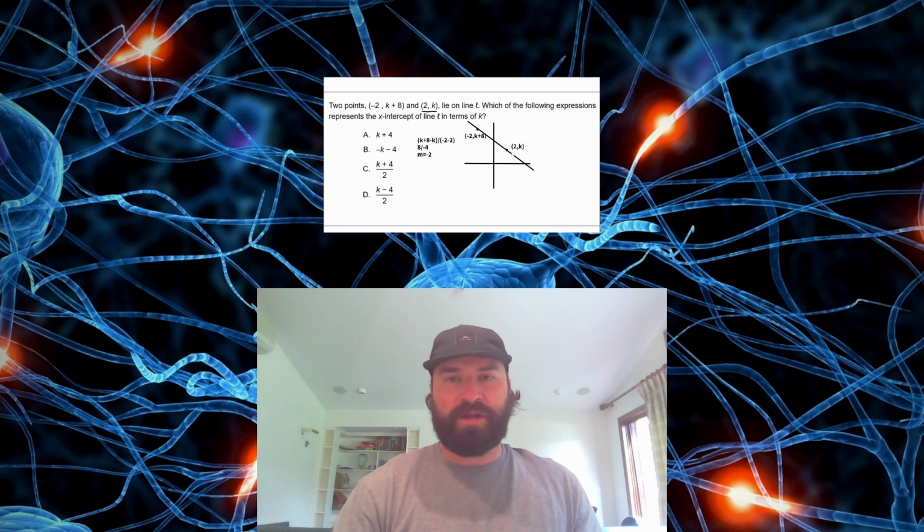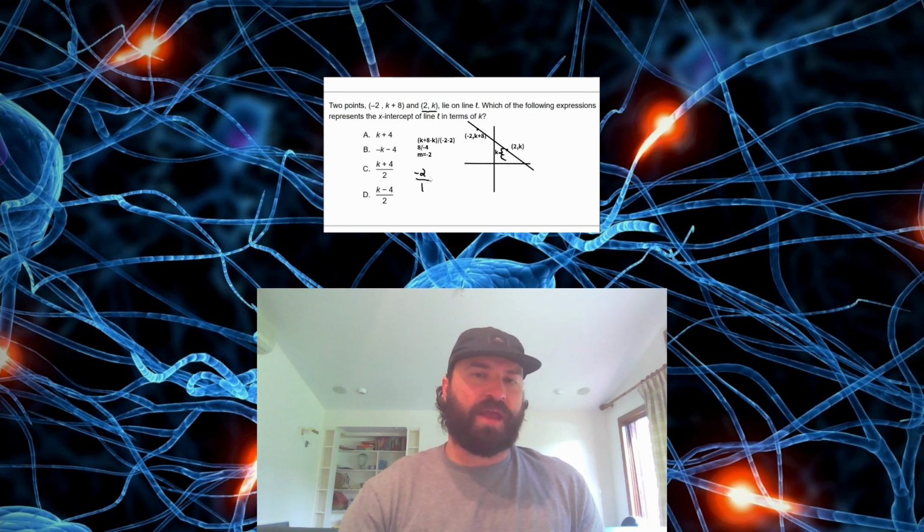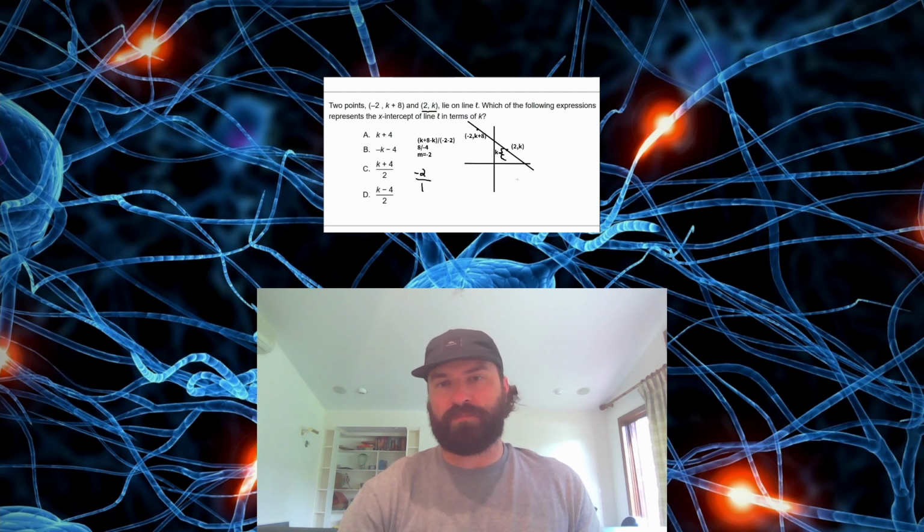Well, if we start at the point (2, k), we know that we have to go down some value k, because right now the point is k above the x-axis. So we have to go down k units to be able to get to the x-axis. So our slope is -2 over 1, which means that every time you go down 2 units, you have to go right 1 unit. That's rise over run, that's slope.